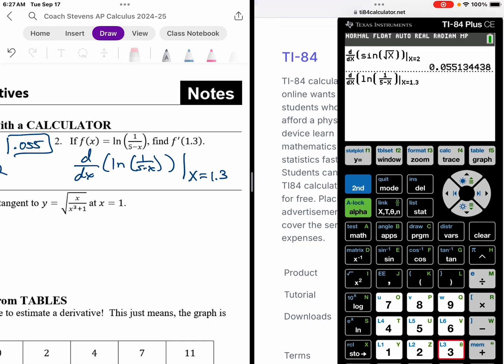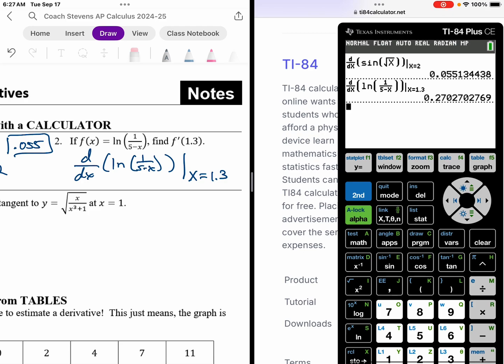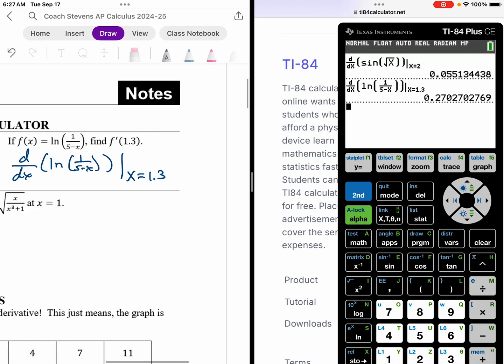And then I'm going to go ahead and hit enter. And that tells us that this derivative evaluated at 1.3 is 0.270. Remember, you can truncate to the third decimal or round to the third decimal. In both cases, we didn't have to worry about rounding up, so we get to stop there.